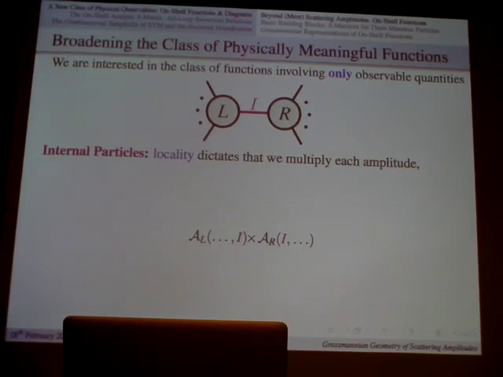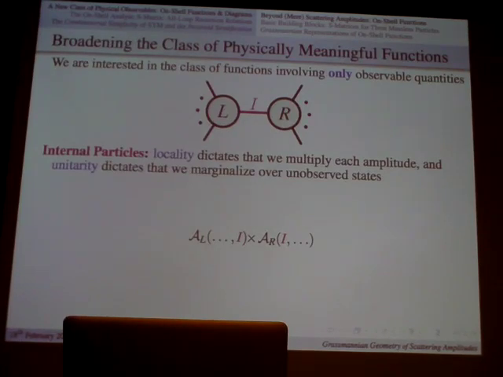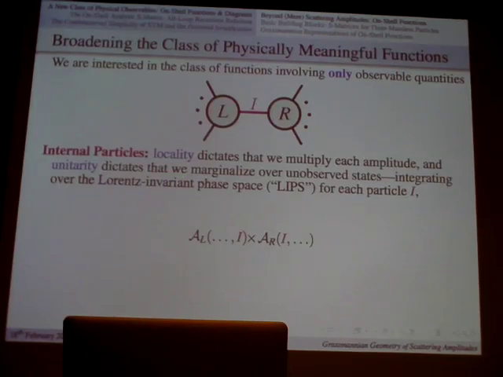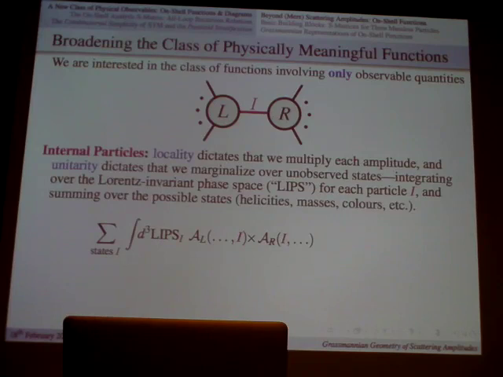And unitarity dictates that we have to marginalize over all the unobserved states. And for that, it means integrating over the Lorentz invariant phase space allowed for the particle I, and summing over all of its quantum numbers. So the helicities, masses, colors, everything else that labels it that's not a kinematical degree of freedom. Now I want to emphasize here, although I put D3 lips and whatnot, this statement applies in all quantum field theories and all numbers of dimensions. Massive, massless, doesn't make any difference. Okay? This is a well-defined operation to take amplitudes and glue them together.